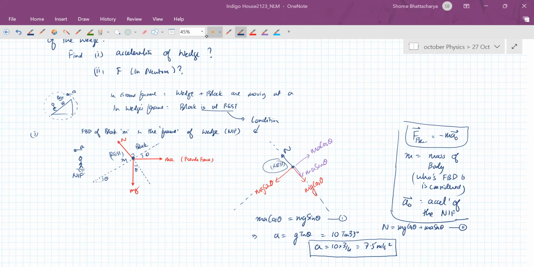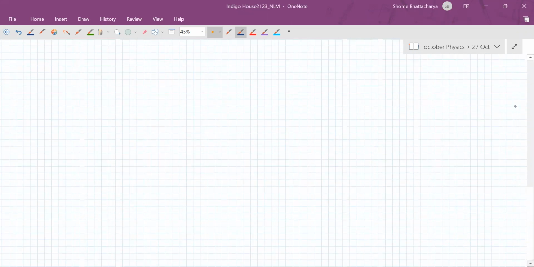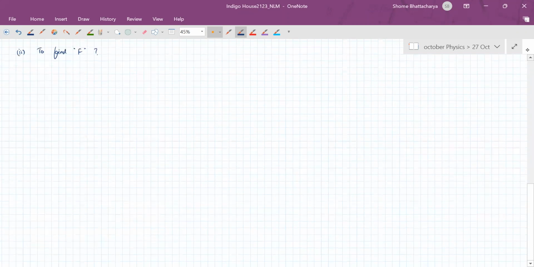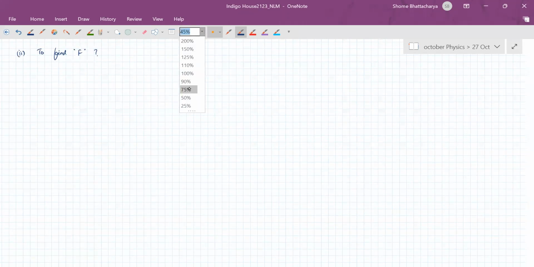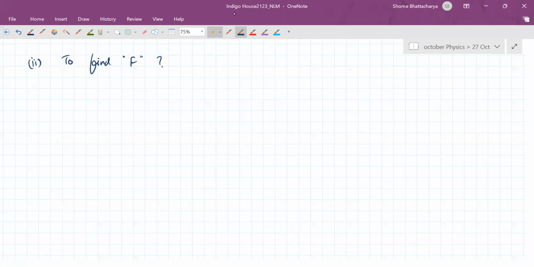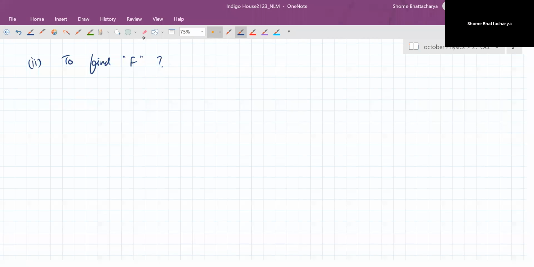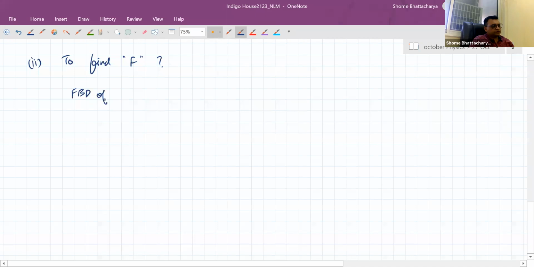Okay, so let's move on. Yes, so now as I was telling you, for the second part to find F, we obviously now have to make the free body diagram of the wedge. But this is where we use a trick and pay attention to what I'm saying. One option is that we can make the FBD of the wedge, in the ground frame, of course.